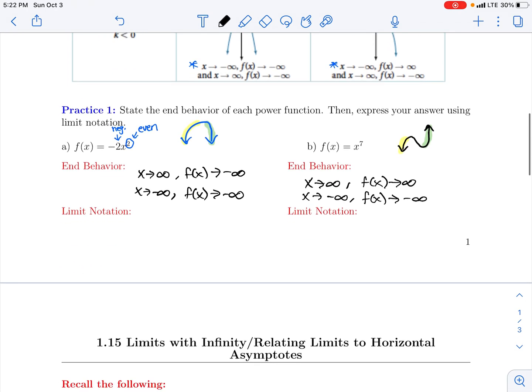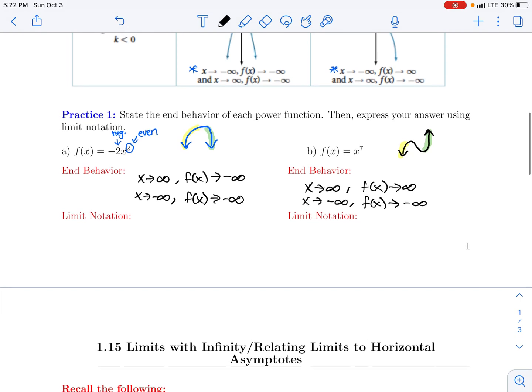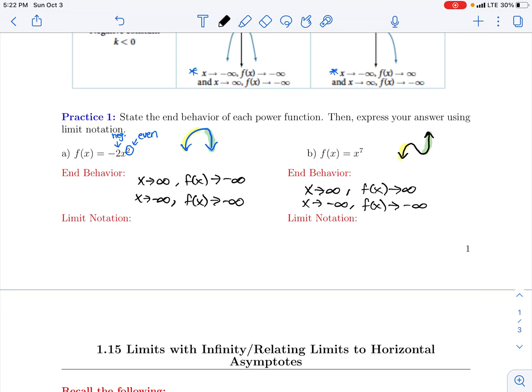Okay, so now let's actually write these in limit notation. So here in my end behavior part, it's saying as x approaches infinity, the function's approaching negative infinity. So how I write that in limit notation is I just write lim as x approaches infinity, my function is approaching negative infinity, right? And then to write the limit as x approaches negative infinity, well, I already figured out what my function's approaching. It's approaching negative infinity. Okay, so that's how we would write it using limit notation.